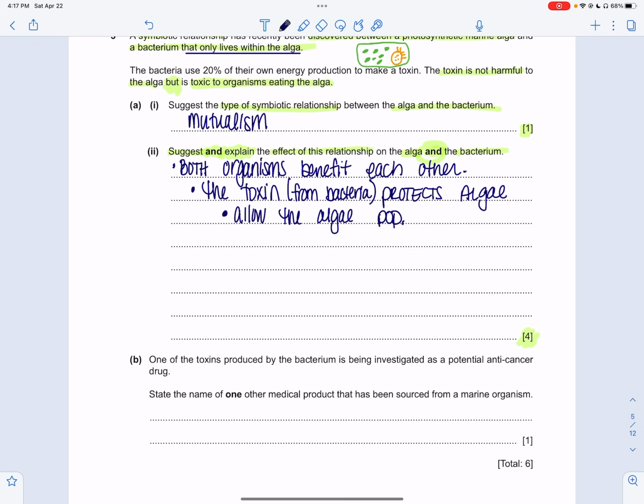I'm going to put pop, not population. Don't put that on Monday. And don't use arrows on Monday.